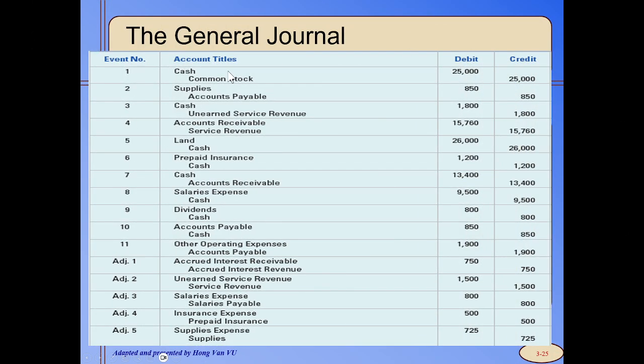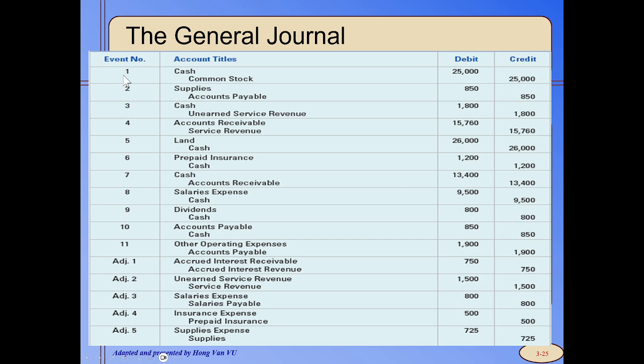Here is a summary of the general journal entries for Colin Brokerage Services. After the transaction has been recorded in the journal, the dollar amounts of the debits and credits are transferred to ledger accounts. The process of transferring information from journal to ledger is called posting. Take a few minutes and review the information and be sure you are comfortable with it before we proceed.